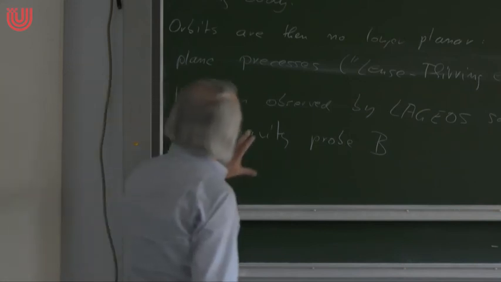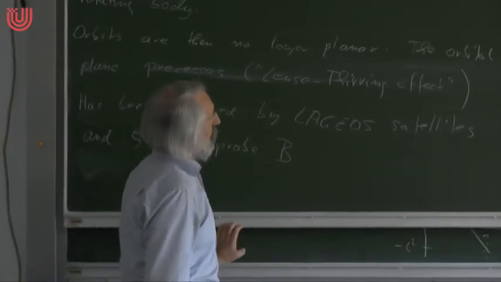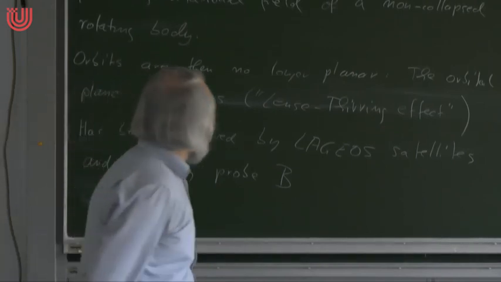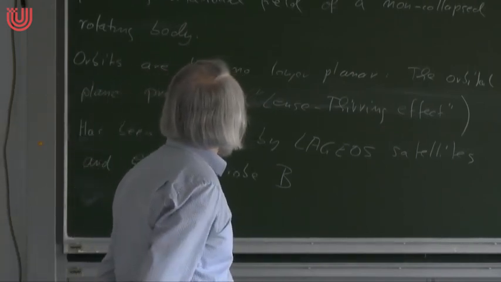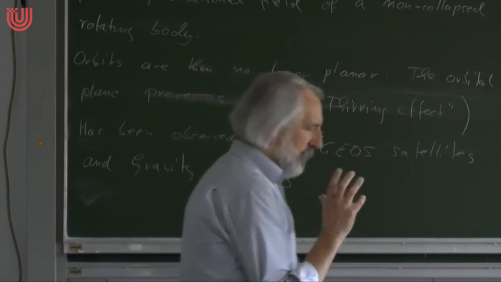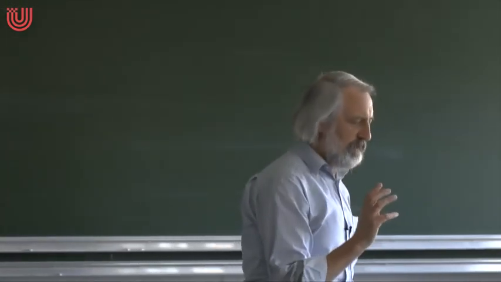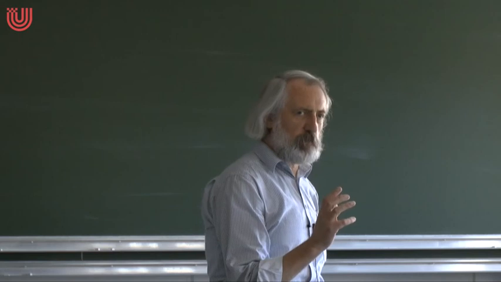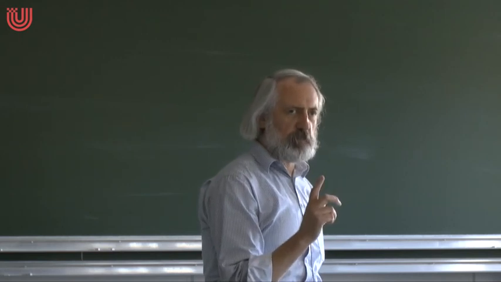So this is one of the relativistic effects which was observed comparatively recently. It's an effect where it's really shown that the gravitational field of a rotating body is different from the gravitational field of the same body if it does not rotate. That's different from Newtonian theory, right?